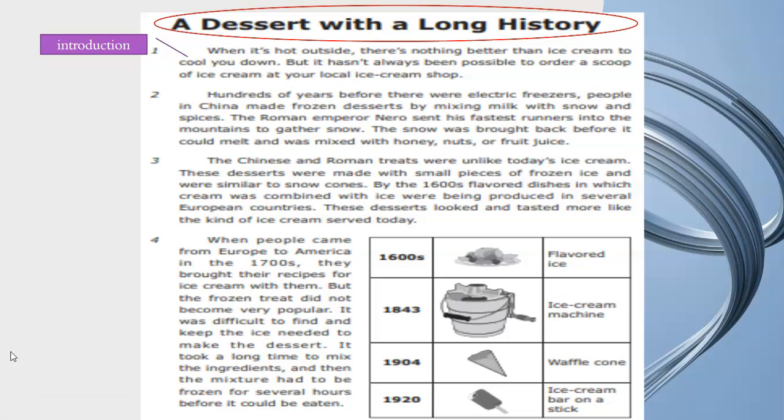Hundreds of years before there were electric freezers, people in China made frozen desserts by mixing milk with snow and spices. The Roman Emperor Nero sent his fastest runners into the mountains to gather snow. The snow was brought back before it could melt and was mixed with honey, nuts, or fruit juice. So here I'm going to note that China and Rome had iced treats. It doesn't say they were necessarily ice cream, but they still had some version of iced treats.